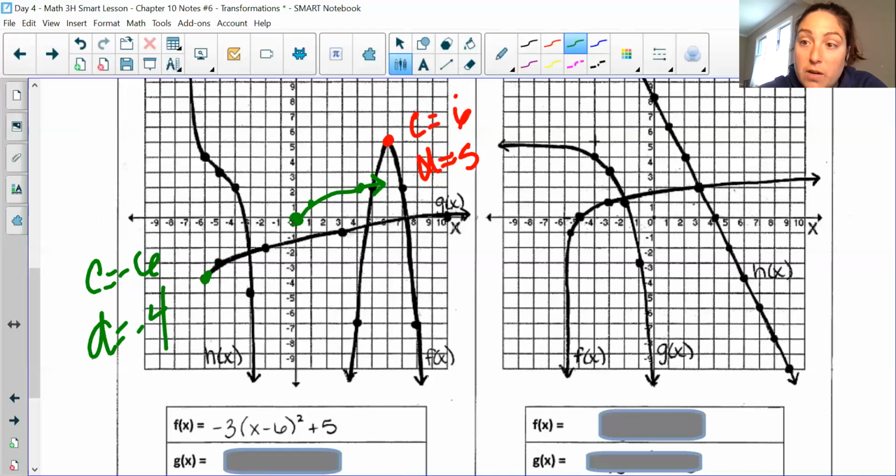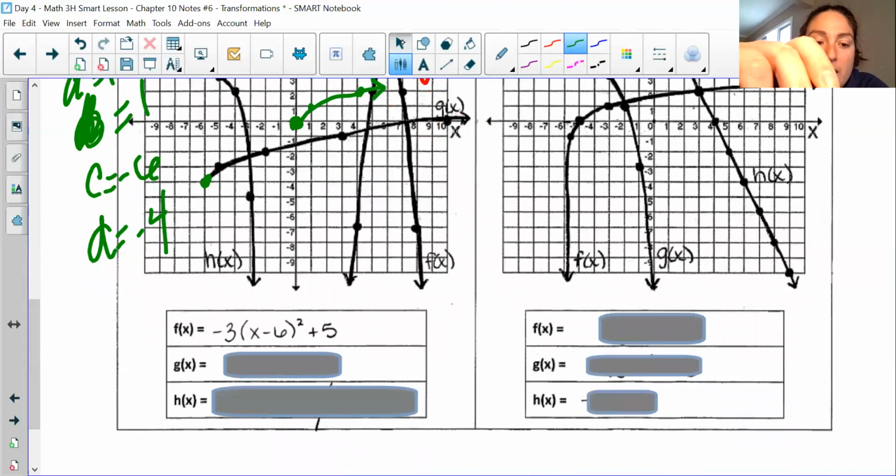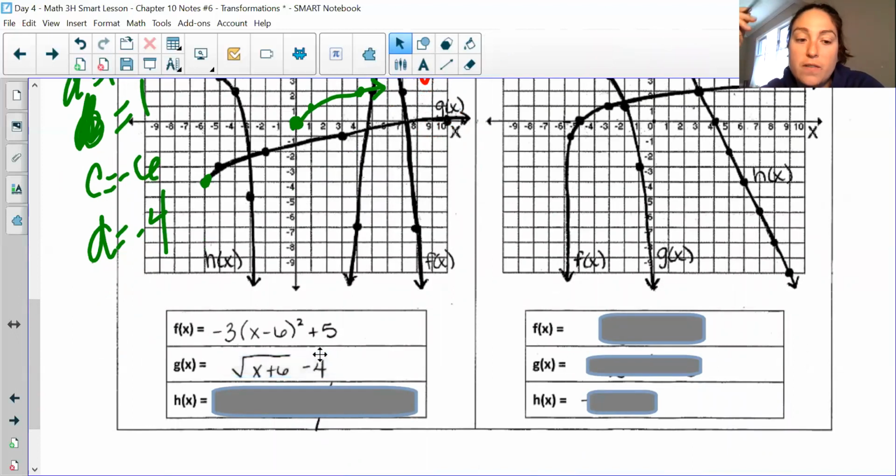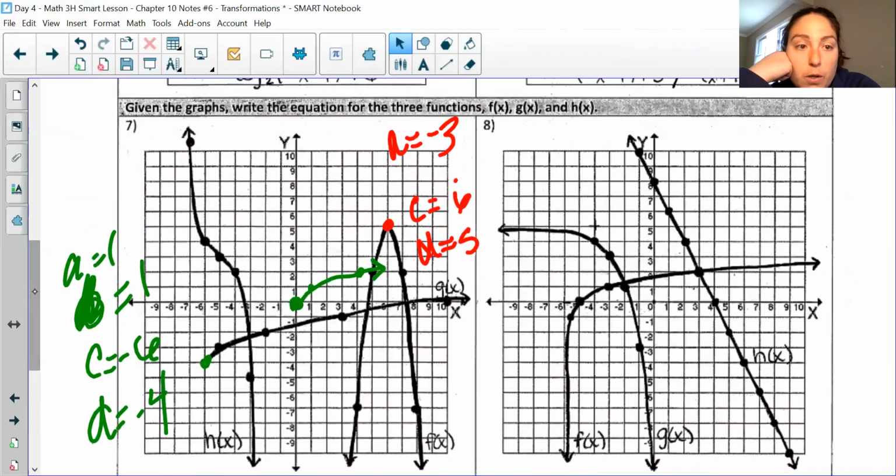Let's see if there's any change in vertical stretch or vertical shrink. Our parent function goes right 1, up 1, right 3, up 1. This goes right 1, up 1, right 3, up 1. So that did not change. There's no change in our vertical stretch or shrink or horizontal stretch or shrink, and no reflections. So our a and b values are just 1. Putting that all together, we get g of x equals the square root of x plus 6, minus 4.